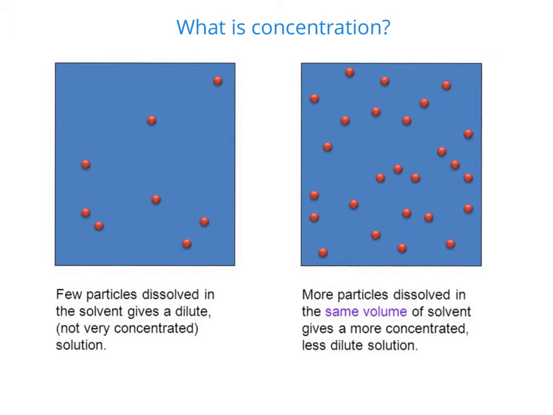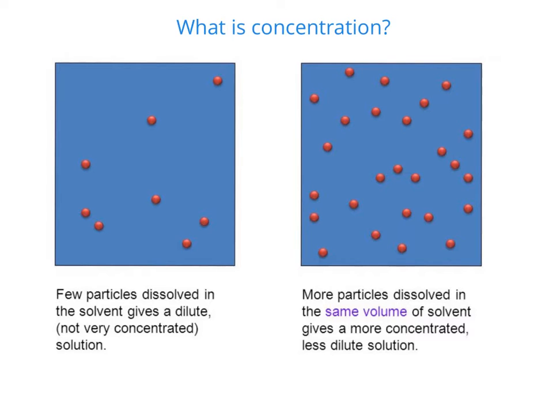You can have very few particles dissolved in a solvent, which is normally water, and that gives you a dilute solution. And then you can have many more particles dissolved in the same volume, and that gives you a concentrated solution. So it's a measurement of the number of particles in a given volume of solution, usually dissolved in water.